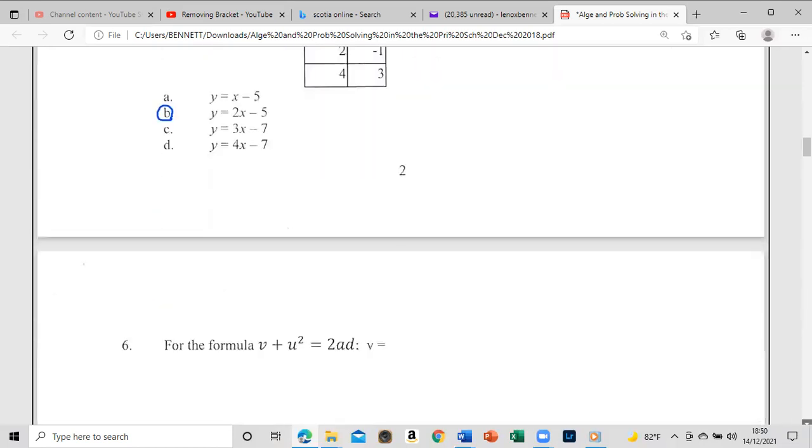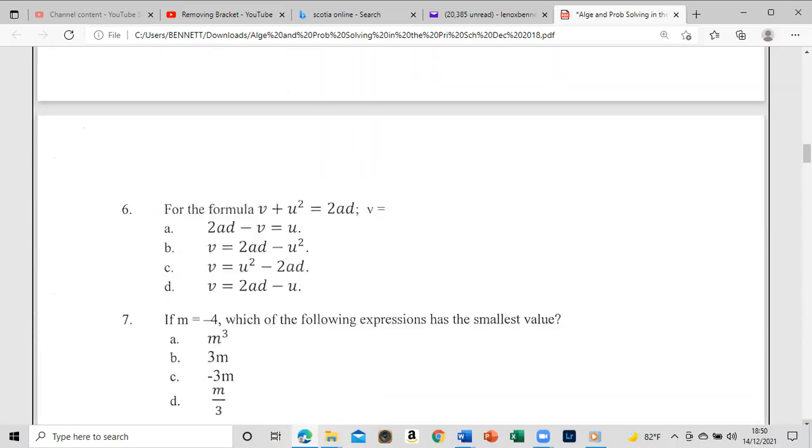All right. Let's see what's going on. Find the formula v plus u squared is equal to 2ad. Sorry. V is equal to. It means you must make v the subject of the formula, right? So you gotta have everything. Hey, come on, me G. Me dey on some work here.